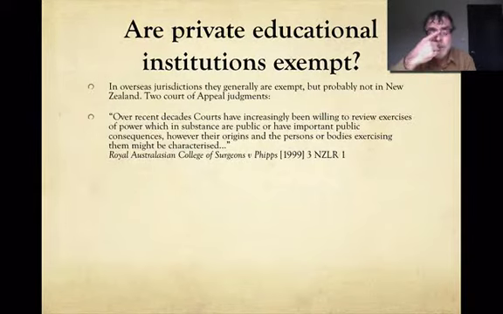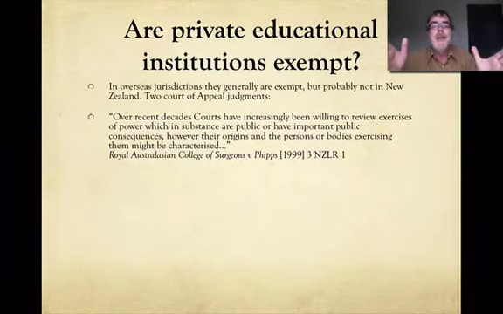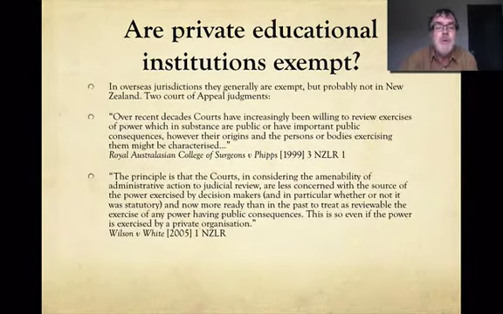One of them, a Court of Appeal judgment in 1999, said that over recent decades, courts have increasingly been willing to review exercises of power which in substance are public or have important public consequences, however their origins and the persons or bodies exercising them might be characterized. So, irrespective of how the decision makers are characterized, if their decisions have important public consequences, then they too can be judicially reviewed. This was built upon a bit more in another Court of Appeal case, 2005, Wilson and White.